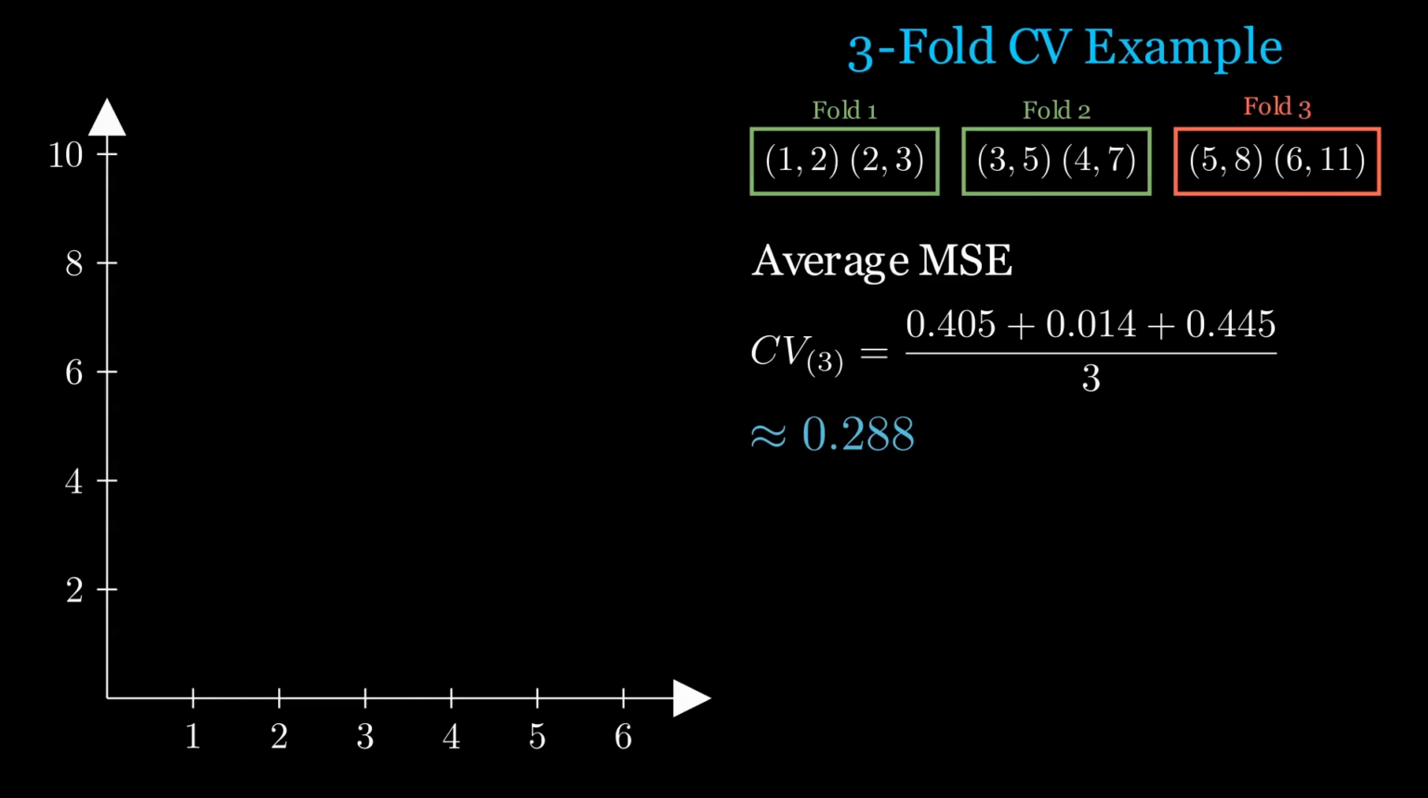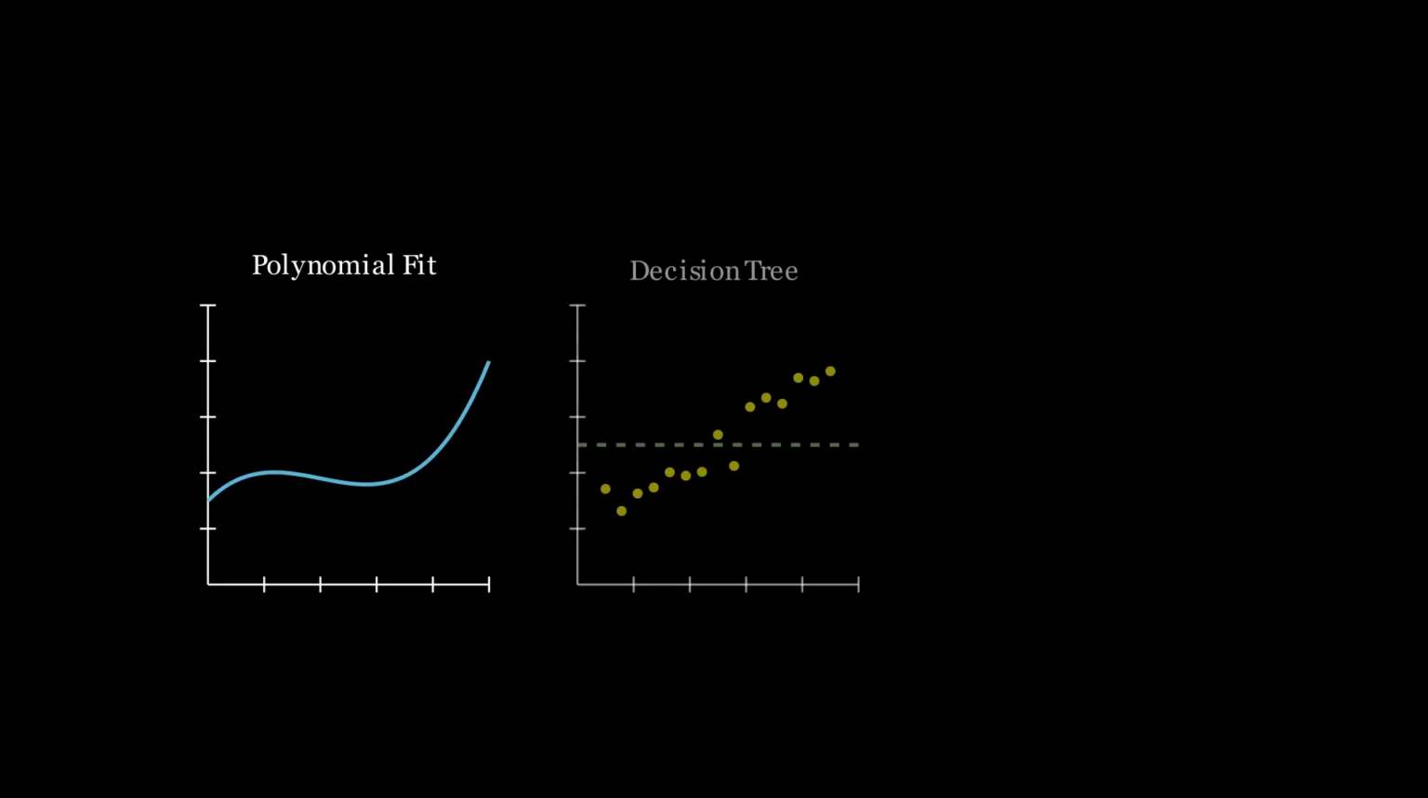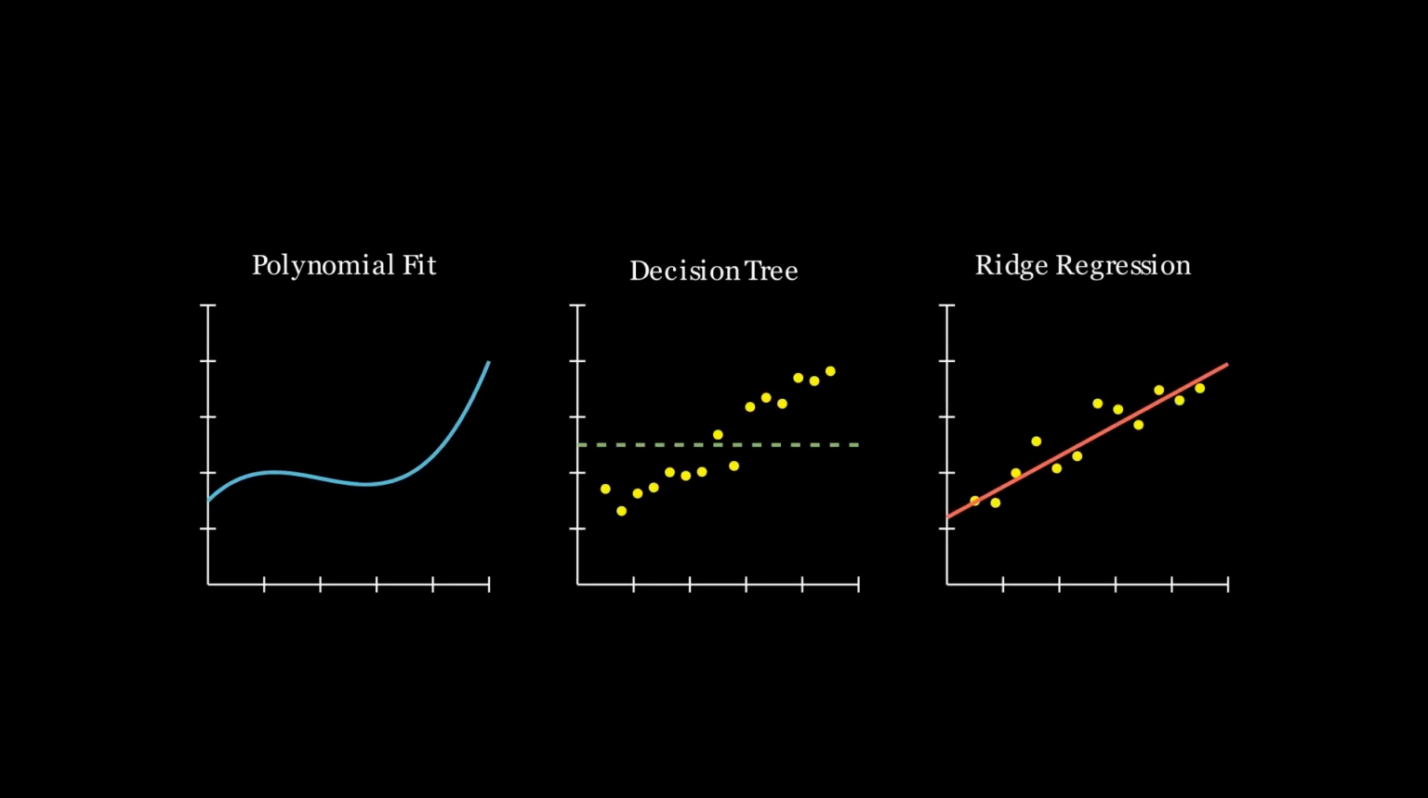In this example, we used simple linear regression to fit the model. But what if we used another model, such as a polynomial fit, or a decision tree, or ridge regression? Each fit would give us a different average MSE. So one of the main benefits of cross-validation is that it allows us to assess the fit of different models in a more robust way than just using a single split. If we run this process multiple times using different models, we can compare the MSEs and select the model that generalizes best to new data.